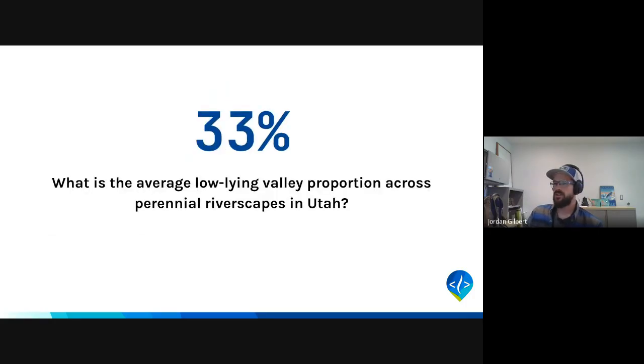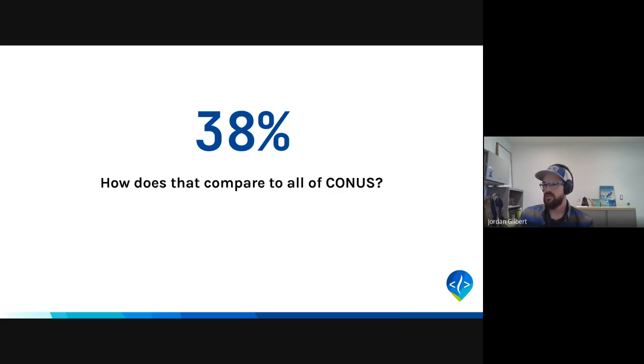Another example here, what's the average low-lying valley bottom proportion across perennial riverscapes in Utah? So I create a query to ask this question, and I get an answer, 33%. So on average, in the perennial valley bottoms of Utah, 33% are that kind of lower lying surface. How does that compare to all of CONUS? Across all of CONUS, that number is a little bit higher, 38%.